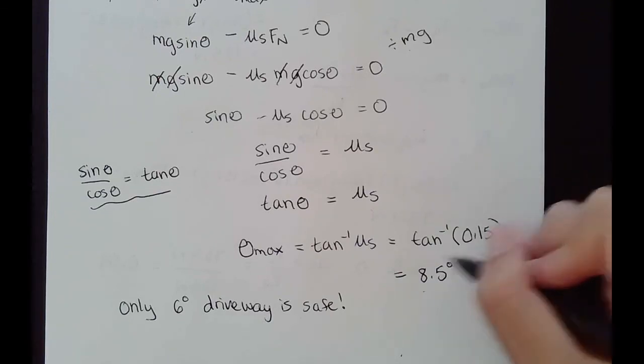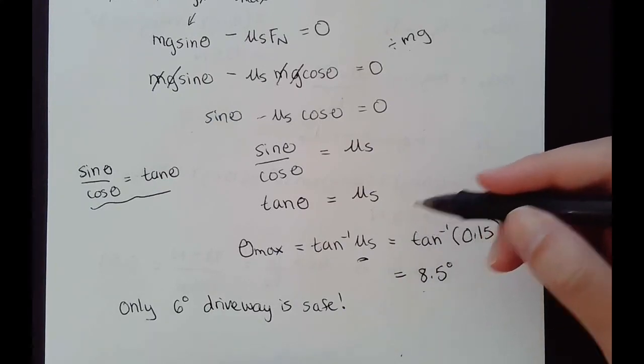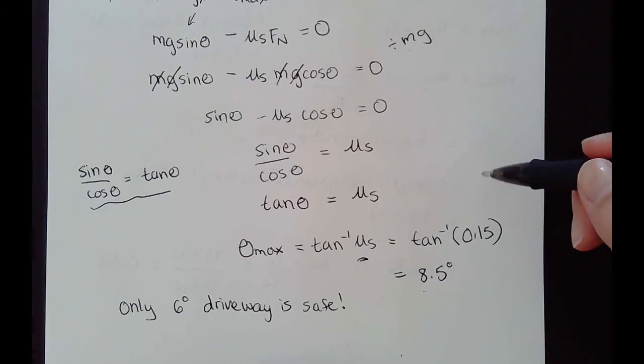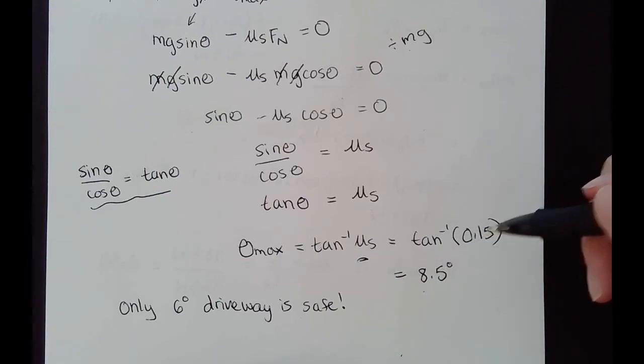However, would you have to repeat for a car with studded tires? Yes, we would, because the studded tires would change the coefficient of friction between the tires and the driveway. And if they're studded, that would add friction. It would definitely make a higher maximum possible angle.